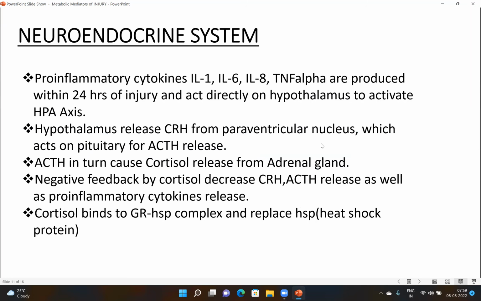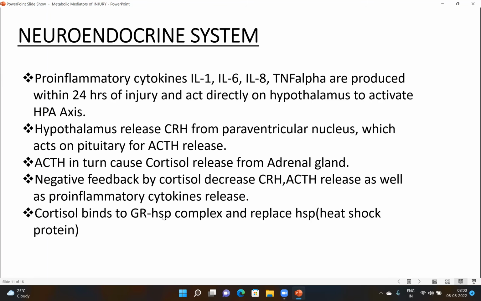Neuroendocrine system. Pro-inflammatory cytokines like interleukin 1, 6, and 8, TNF-alpha, are the cytokines produced within 24 hours of the injury, and they act directly on the hypothalamus to activate the hypothalamic pituitary adrenal axis. Hypothalamus releases corticotropin releasing hormone from the paraventricular nucleus. This acts on pituitary for ACTH release. ACTH in turn causes cortisol release from the adrenal gland. Negative feedback by cortisol decreases CRH and ACTH release, as well as the pro-inflammatory cytokines release.